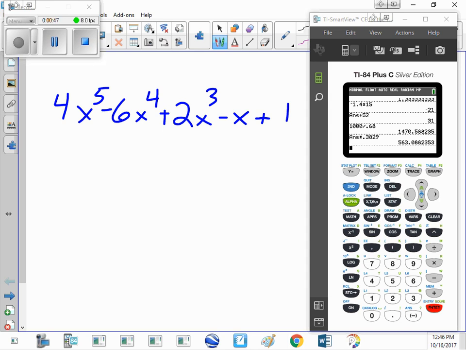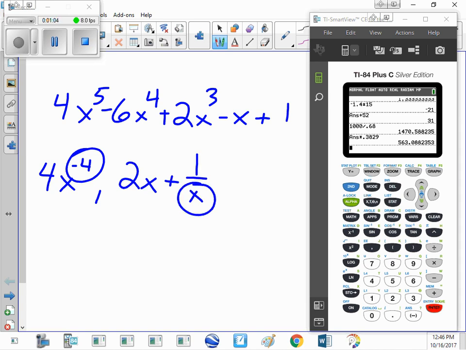And it has everything to do with the variables. Okay? You are not allowed to have a negative exponent on a variable. You're not allowed to have a variable in the denominator. You're not allowed to have an exponent that is a fraction, or, sorry, a decimal, or a fraction.